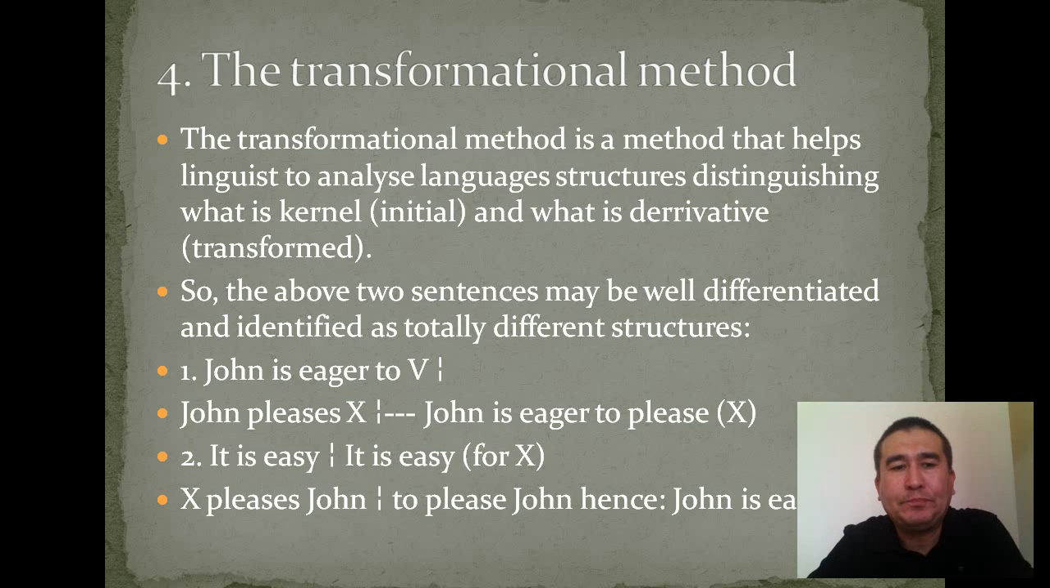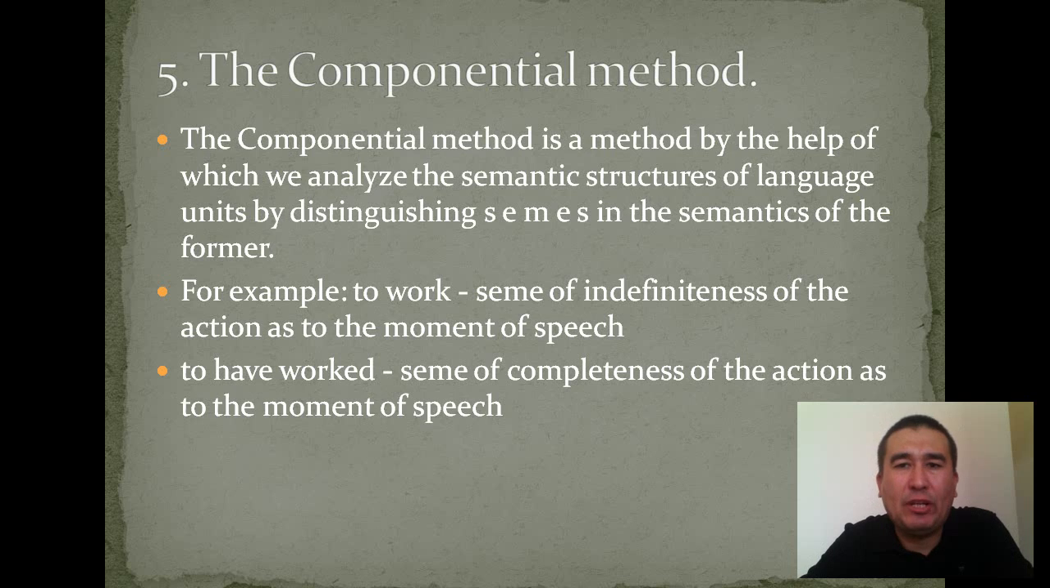Okay, now the fifth method, the componential method. The componential method is a method by the help of which we analyze the semantic structures of language units by distinguishing semes in the semantics of the former. For example, to work: seme of indefiniteness of the action as to the moment of speech. To have worked: seme of completeness of the action as to the moment of speech. So the componential method deals with semes.